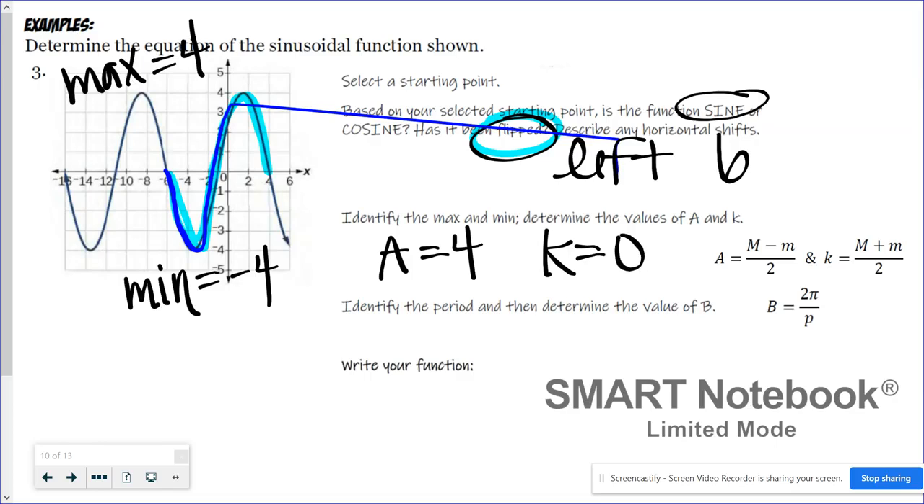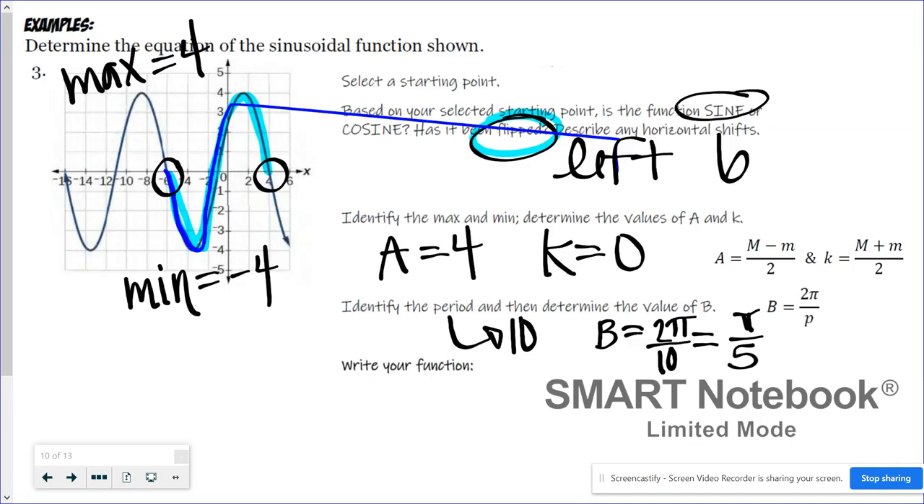Identify the period and then determine the value of B. So the one cycle starts at -6 and it goes to 4. So from -6 to 4, that's 10. So my period is 10 units. B, I need to do that math. I need to go 2 pi divided by the period. So 2 pi divided by 10 is going to be pi over 5. So that's my B value.